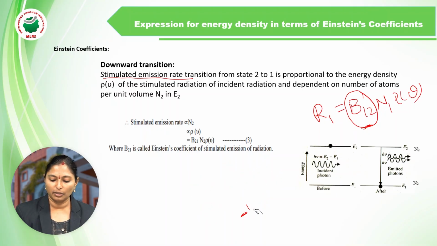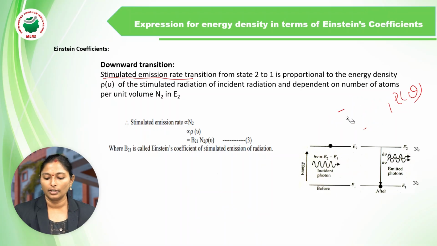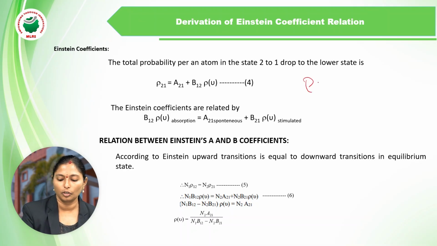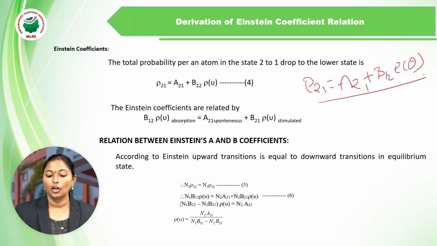Okay, let's see the relation between these 3. How are we going to derive this relation? Let's see in the next slide. So next slide is the total probability of an atom from 2 to 1. Just total probability of downward transitions. Rho 21 equal to A21 plus B21 rho nu. As I said, these 3 processes we are going to get the probability values.